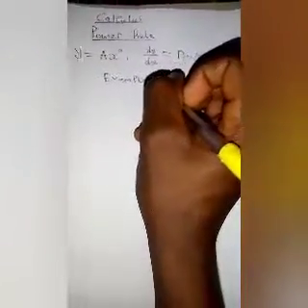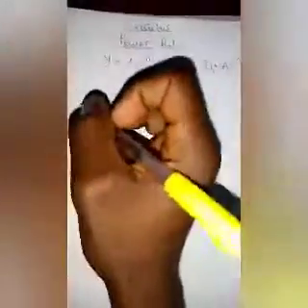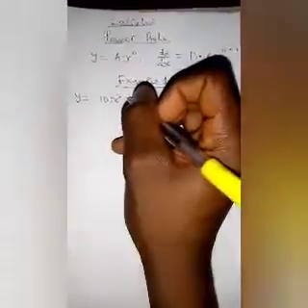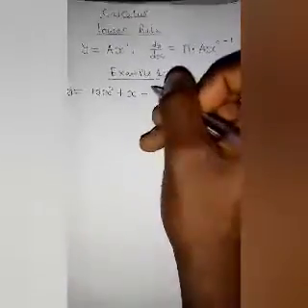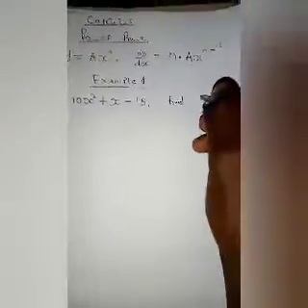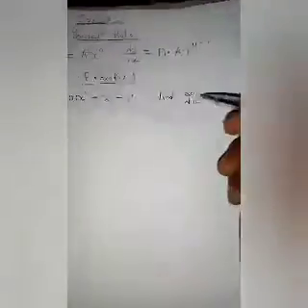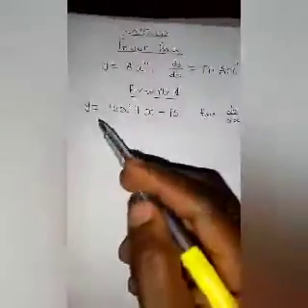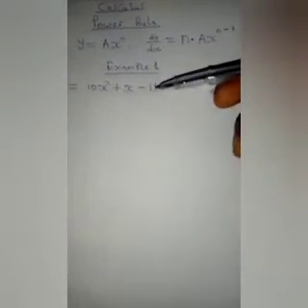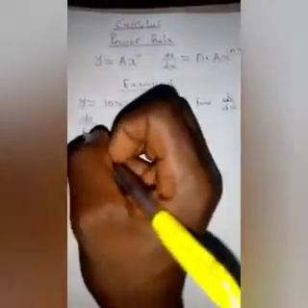Example 1. If y equals 10x squared plus x minus 15, then we are told to find dy over dx. To find dy over dx, we need to differentiate with respect to x, and we can see that when we have a constant, from our previous video, we know that a constant is always equal to 0.